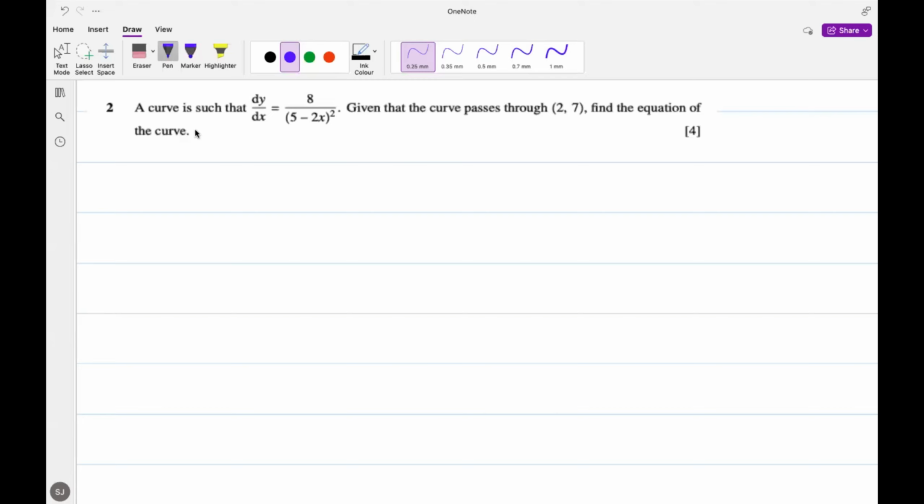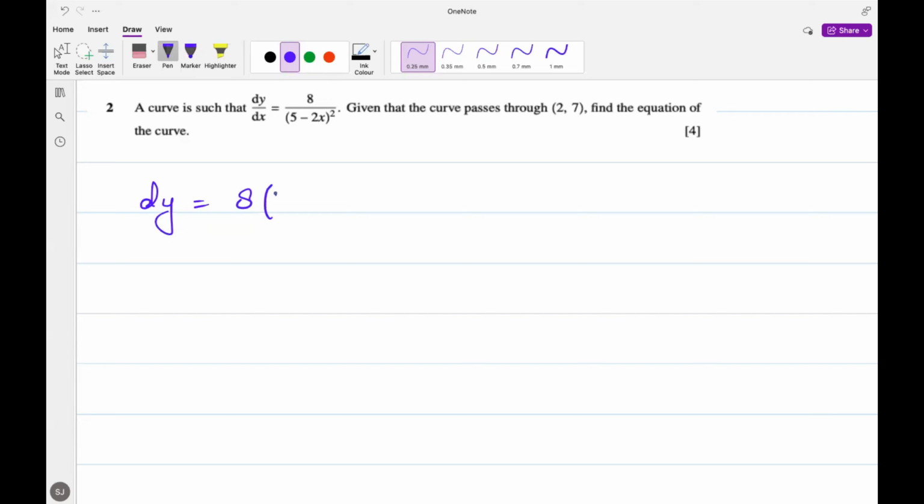In question 2, we have a curve such that dy dx is 8 upon (5 minus 2x) whole squared. Given that the curve passes through (2, 7), we have to find the equation of the curve. Now, if dy dx is given, we'll have to integrate this to bring it in the form y equals an expression. So we can write this equation first as dy is equal to 8.